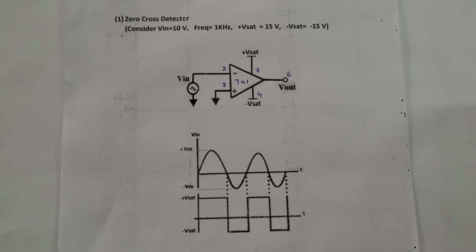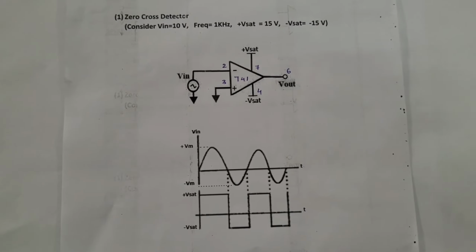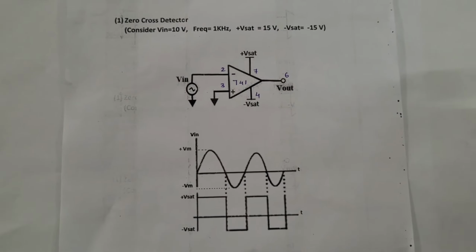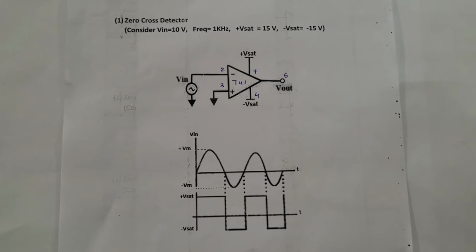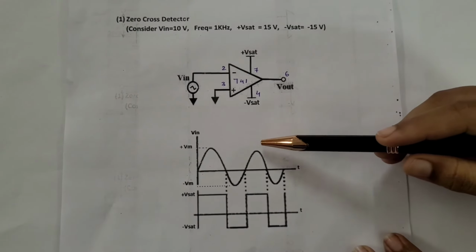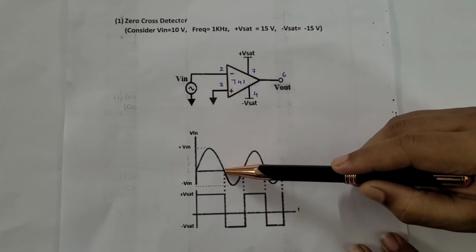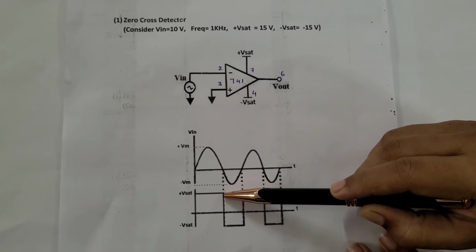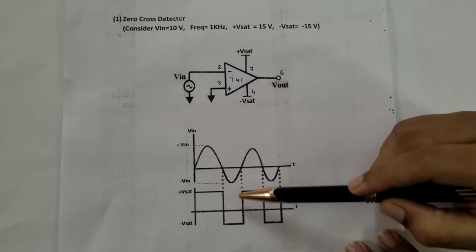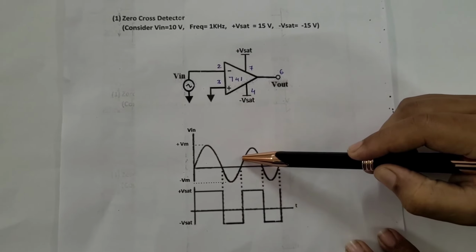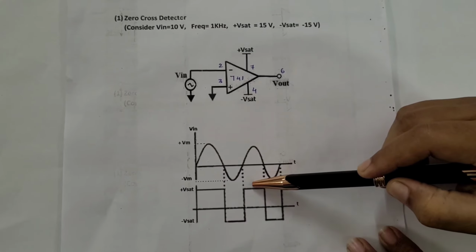Let's start with zero cross detector. It is also called as voltage comparator, which changes the output voltage from plus Vsat to minus Vsat whenever the input crosses the zero reference voltage. As we can see from the waveform, as the input waveform reaching the zero voltage, the output voltage is changing from plus Vsat to minus Vsat. And again, as the input is crossing the zero, the output is changing from minus Vsat to plus Vsat.